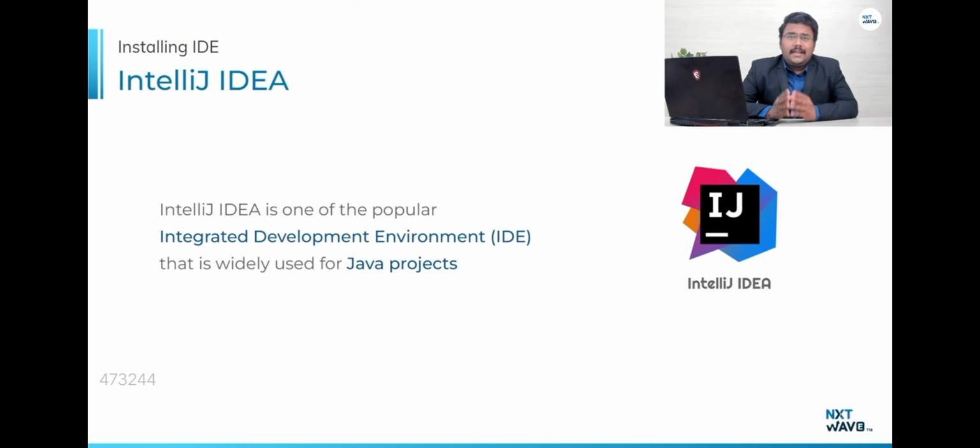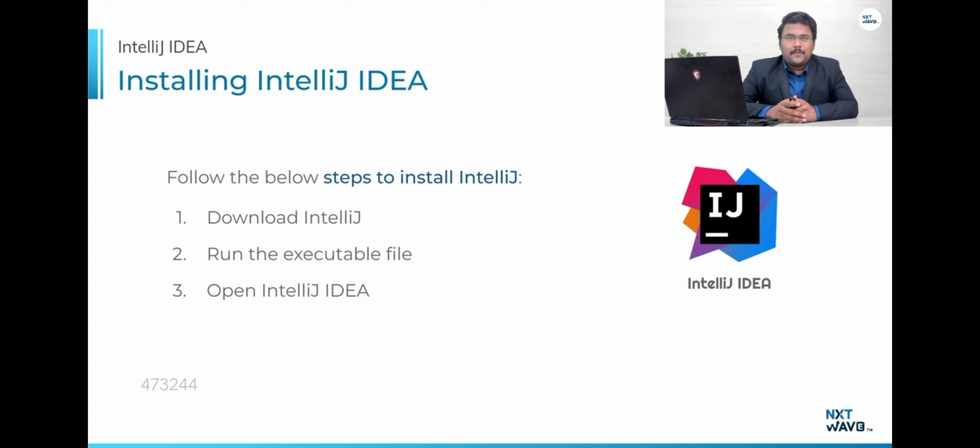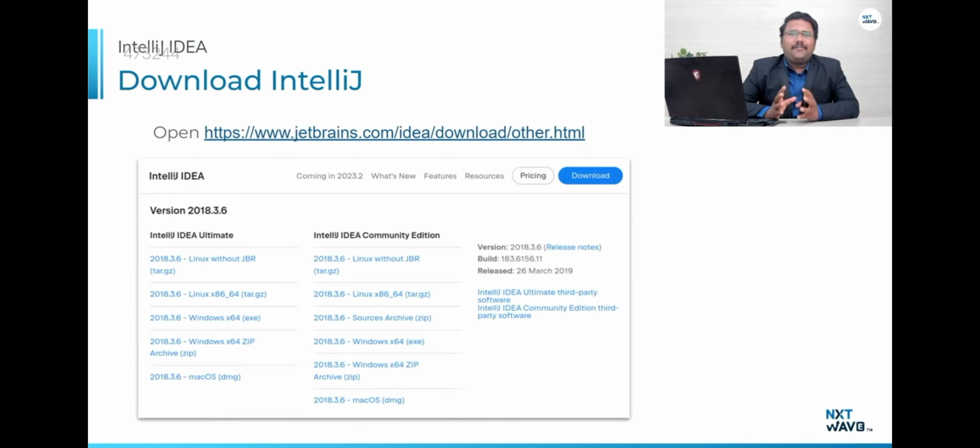IntelliJ IDEA is one of the most popular integrated development environments that is widely used for Java projects. The installation process is pretty straightforward. You just need to download the file, execute the downloaded file, and open the installed application. Throughout the rest of the session, we'll first try to understand the steps involved, and then we'll replicate them accordingly. First of all, we'll need to navigate to the IntelliJ IDEA download page, and the corresponding URL will be available for you in the cheat sheet.